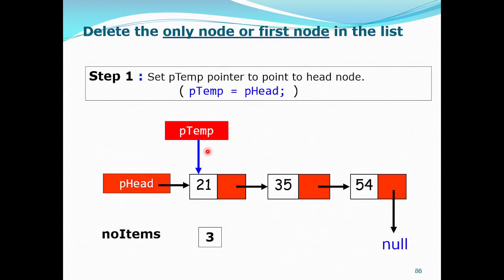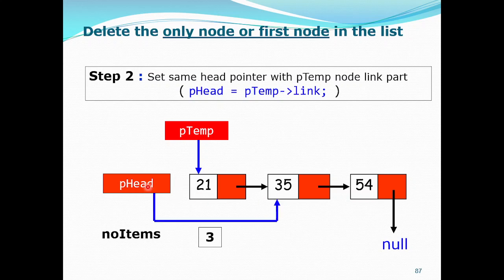First, you need to set the temporary pointer to point to the first node. So whatever head pointer points at, ptemp also points at. Okay. And then we want to delete this. Before we delete this, we want to make sure that the head pointer points to the next node. Okay. So head pointer equals ptemp link.